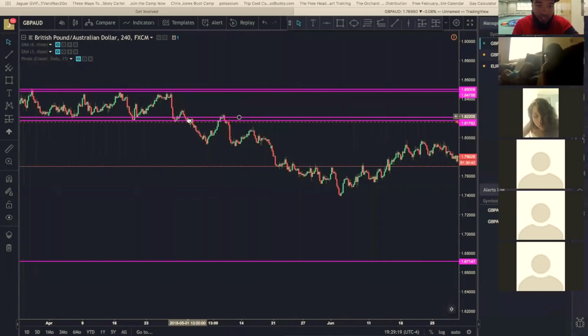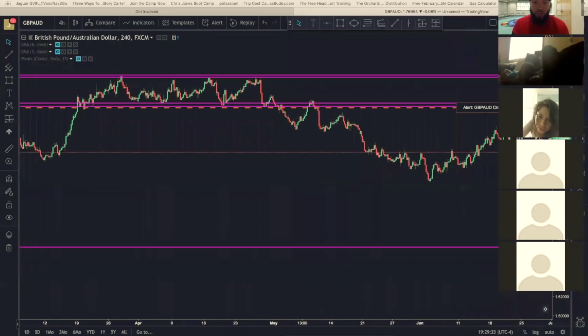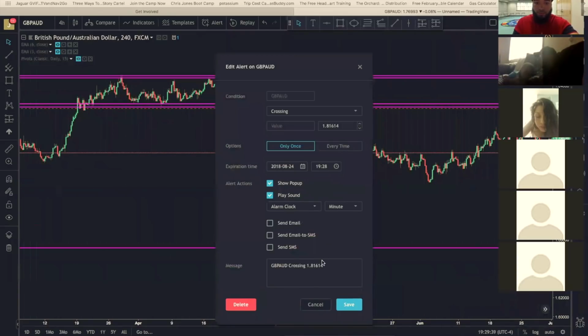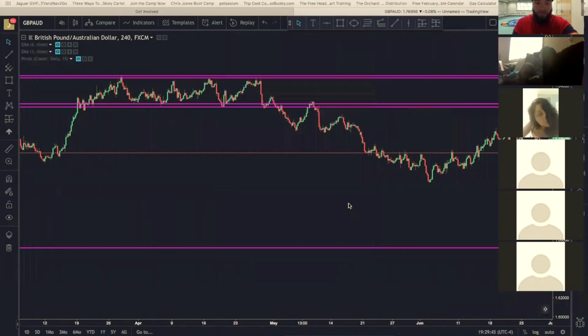So now if price comes down and breaks that level right there, it would have alerted you. So you don't need to be looking at the phone all day long. You can use these valuable tools that are available to help you. So let me delete that.